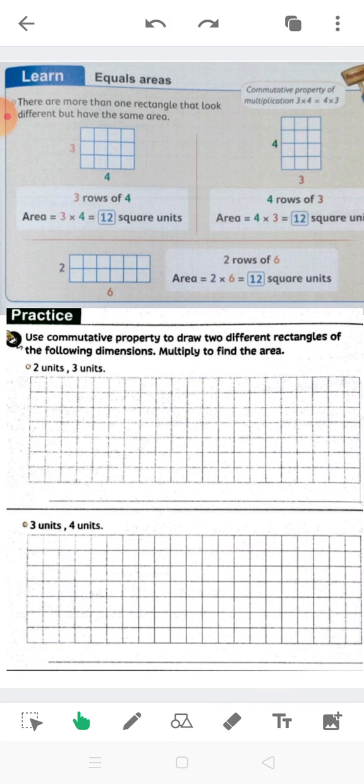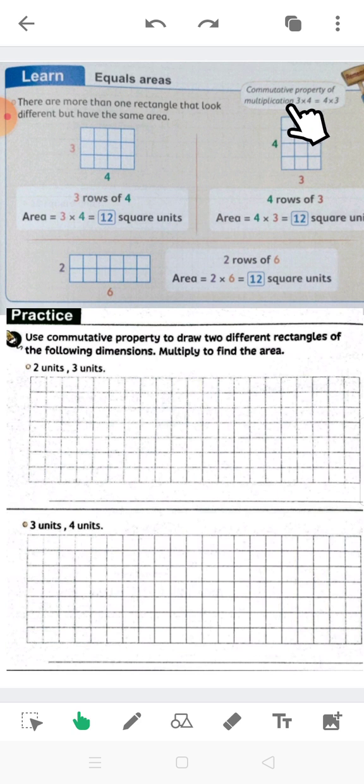Okay, let's see here the equal area, but I can use the commutative property of multiplication to do this. There is more than one rectangle that looks different but has the same area. Let's see here. How many rows? I've got 3. How many columns? 4. So it's 3 rows of 4. Means 3 times 4 equals 12. Okay, 12 what? The area equals 12 square units.